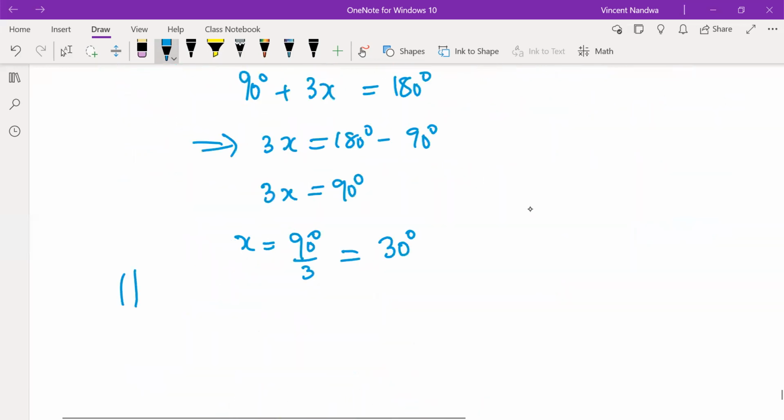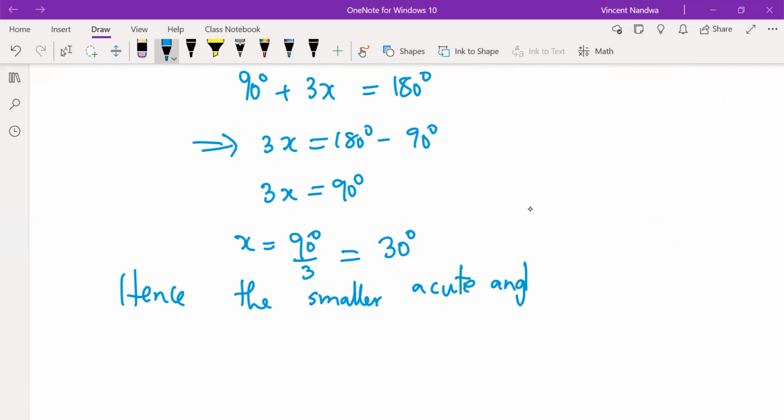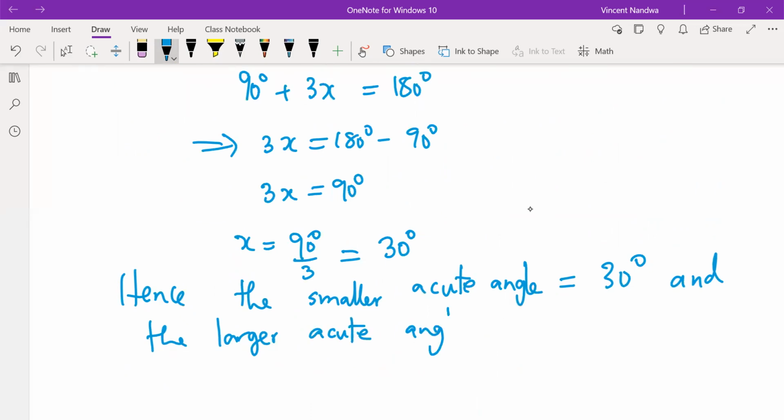So hence, the smaller acute angle equals 30 degrees, and the larger acute angle is 60 degrees. So that's how we solve problem 3. Next problem.